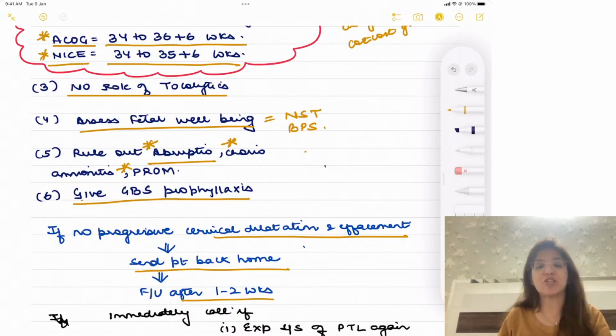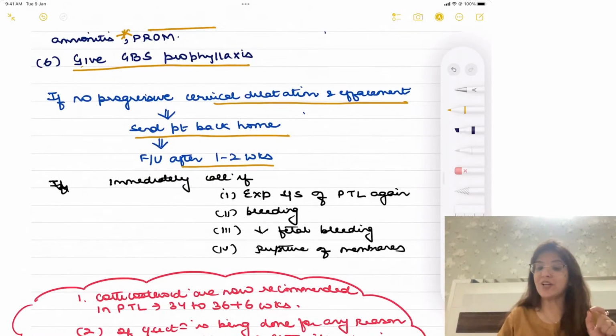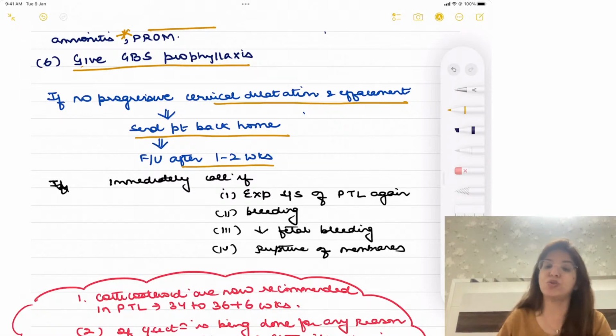So you can send the patient back home after 4 to 6 hours if there is no progressive dilatation and no effacement, right? Now, you are going to tell your patient to come back to you after 1 to 2 weeks, but you are also going to tell her the red flag signs, those signs when she should come to you immediately.